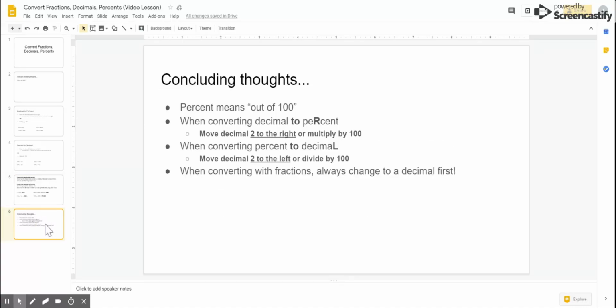All right, and just some concluding thoughts. Percent means out of 100. When converting to a percent, go 2 to the right. When converting to a decimal, move the decimal 2 to the left. And when converting with fractions, always change to a decimal first.